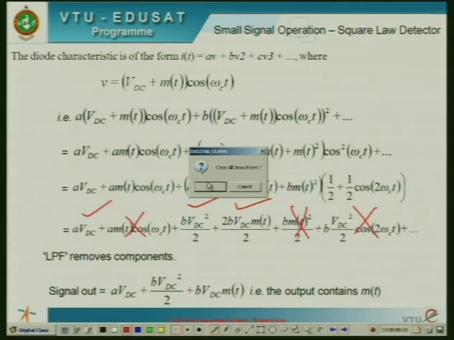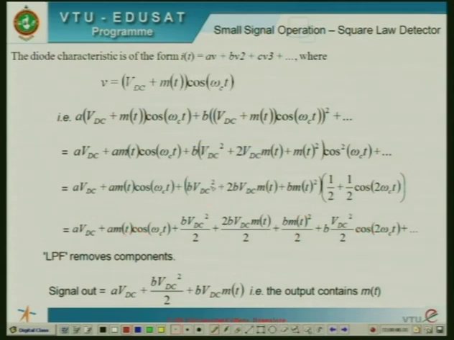So if you see, what is going to happen here is, there are three components which are of primary importance for us. The first component is VDC, second component is this, third component is this. But out of all the three components, this component is of more importance for us because it is going to have the message. Because it is going to have the message, we are trying to take the signal and pass the signal through a low pass filter.